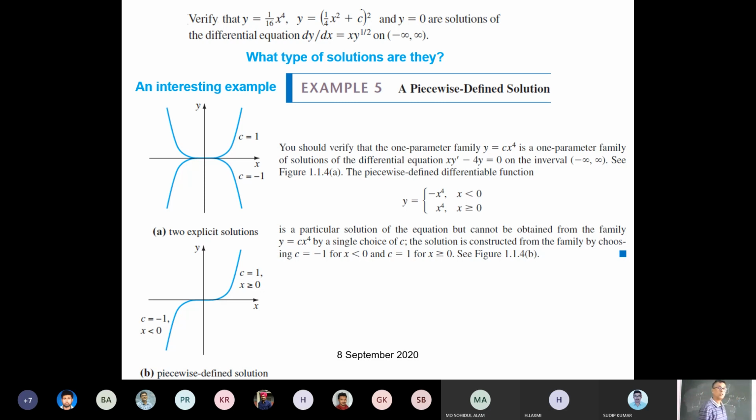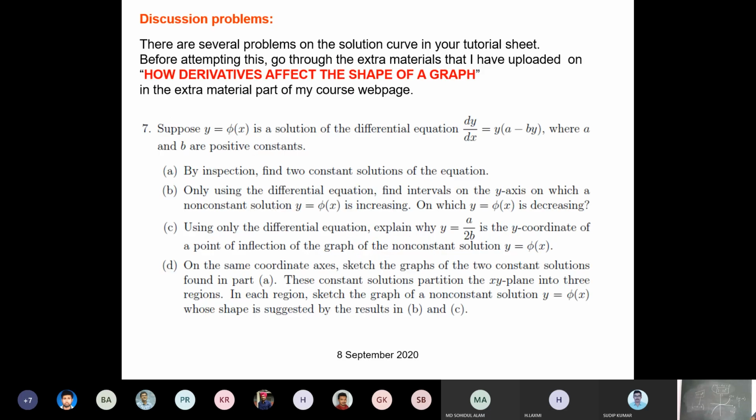Here, this is what I was talking about, when c is greater than 0 and c is less than 0. And as you can see, what is written there is the piecewise defined solution. So this is also a solution. This is an interesting example. You may have a solution which is piecewise defined and which you may not be able to express in terms of a single expression like this, but still it can be a solution of a given differential equation. Right?